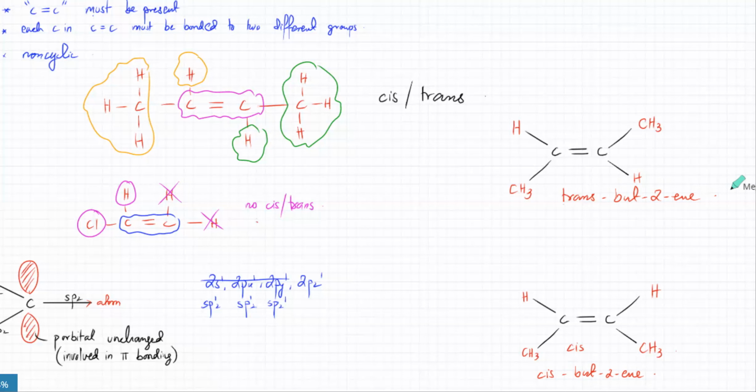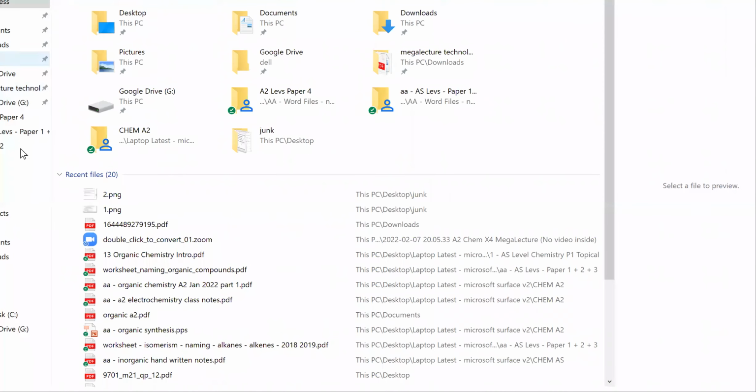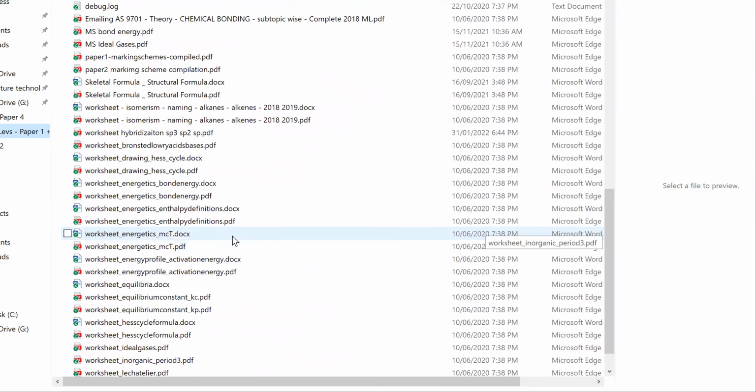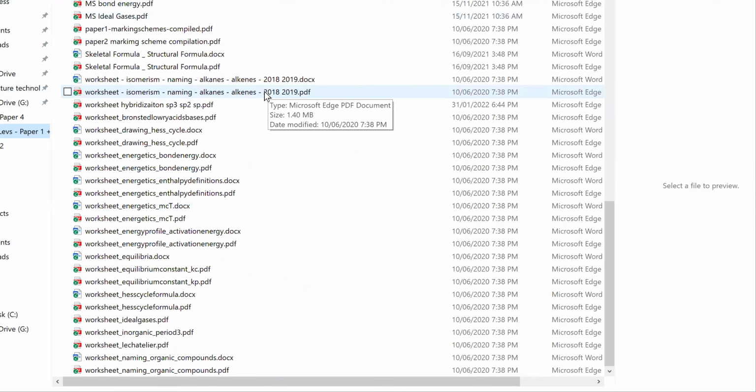So we're going to try and do questions as well. I'm going to do some questions first, and then we're going to talk a bit more about cis and trans. Just a second. Where are the questions? So there's some questions here, isomers. There's only one left, which is optical isomers, but there's some details left about cis and trans.